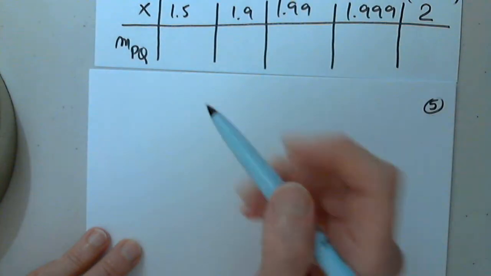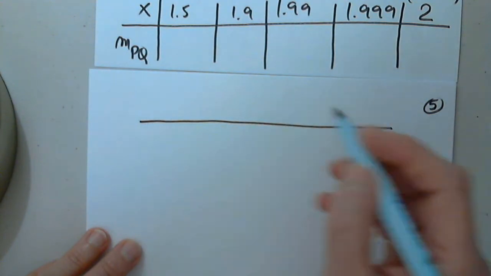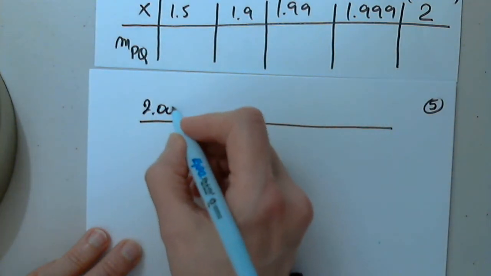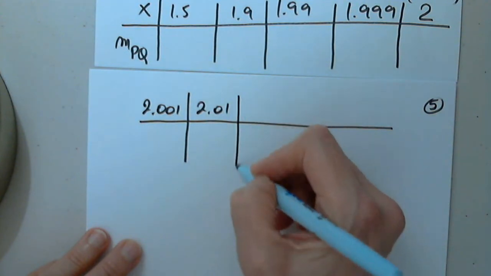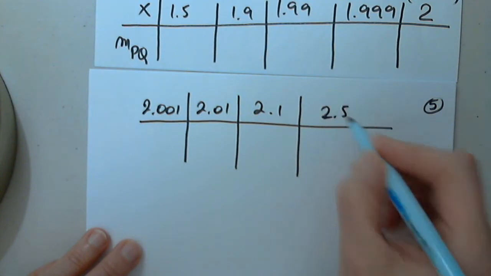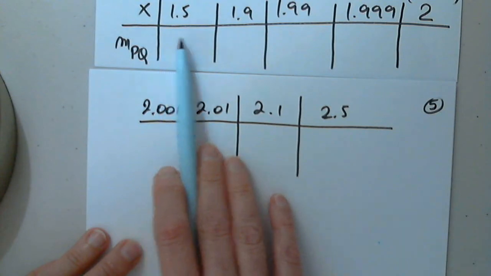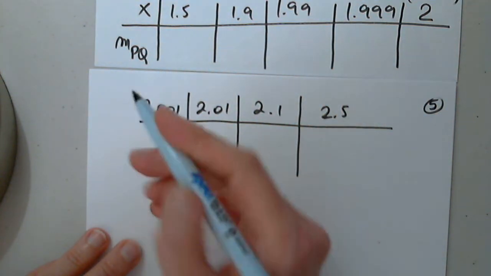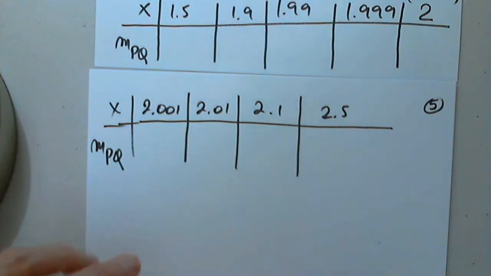Okay, so the next in line is not 2.5, right? The next in line is 2.001, and the next one is 2.01, and the next one is 2.1, and the next one is 2.5. All numbers are in the correct order, ascending order. Of course, this is the x, and of course, this is the slope of PQ.